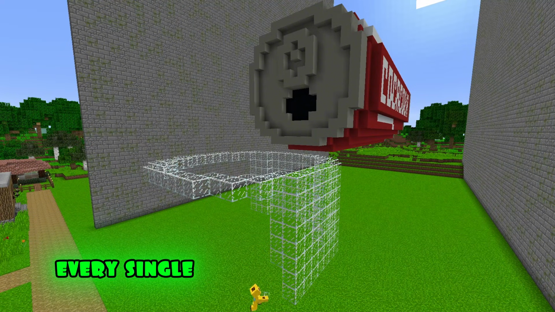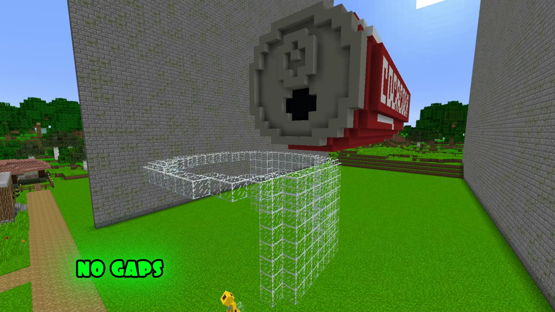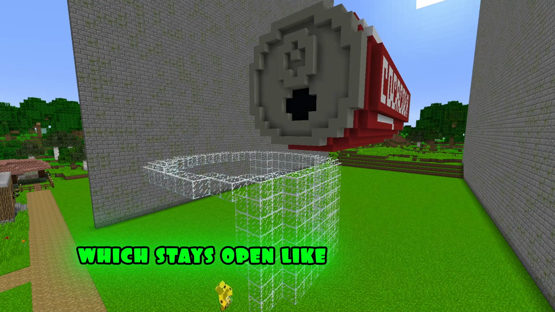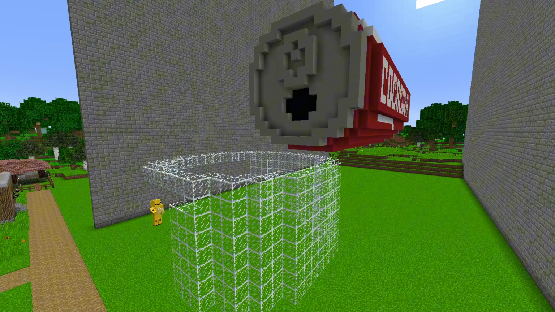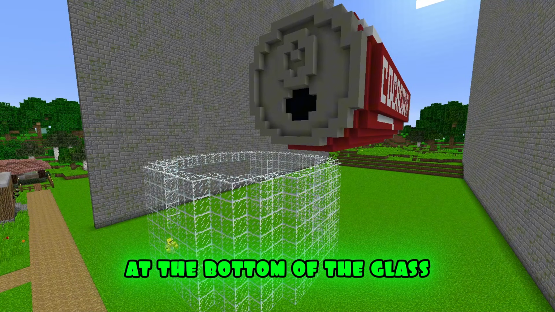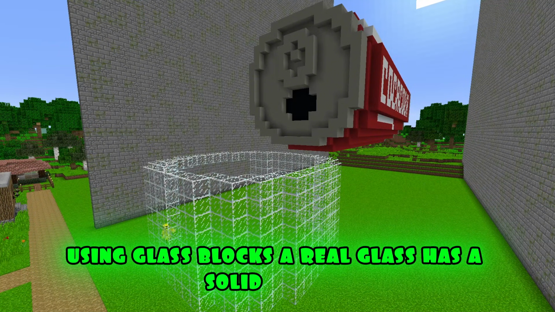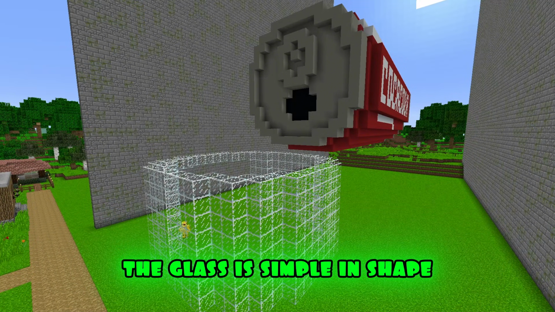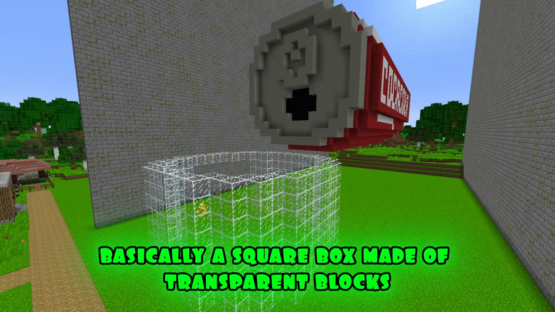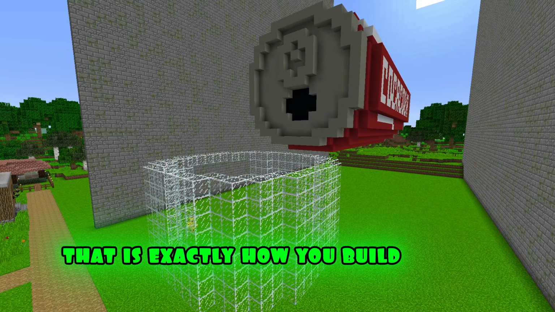He is making sure every single side is completely covered with glass blocks, no gaps, no openings except the top, which stays open like the rim of a real glass. He is also building a solid floor at the bottom of the glass using glass blocks. A real glass has a solid bottom so liquid does not leak out, and Banana Kid is replicating that. The glass is simple in shape, basically a square box made of transparent blocks, but in Minecraft, that is exactly how you build a glass cup.